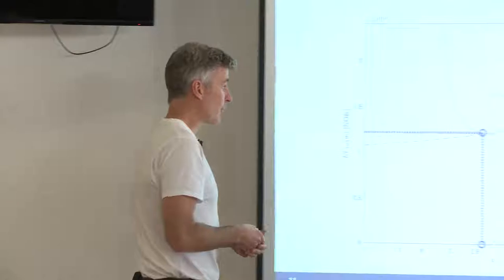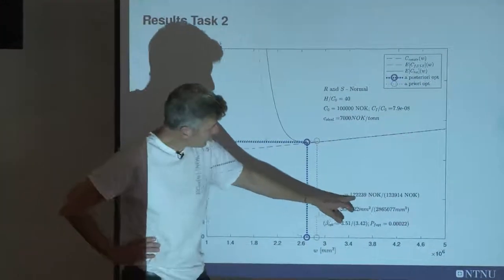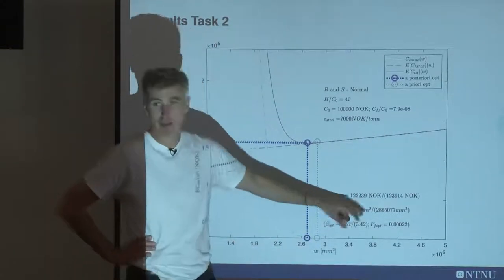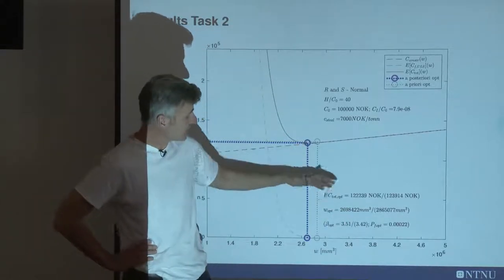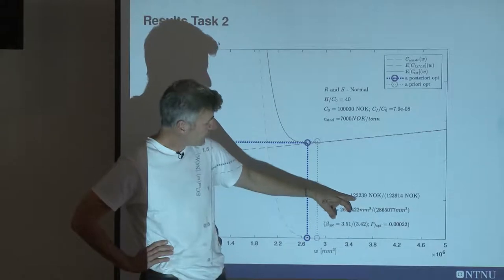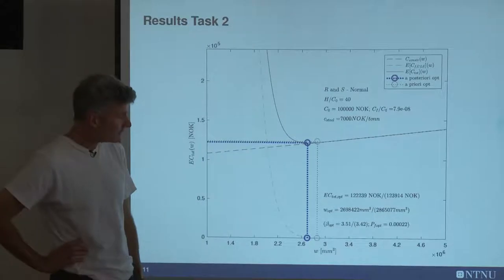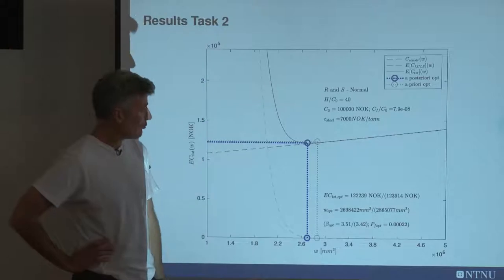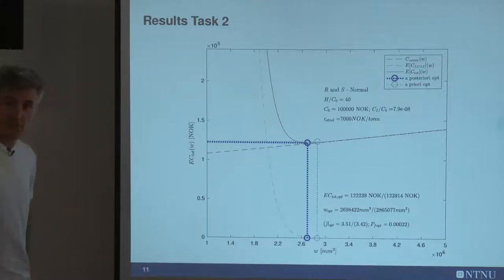But also, and that's important when we want to bring it down to value of information later on, what we also see is that we have a slightly different minimum expected cost. So the minimum expected cost given the data is 222,239 Norwegian kroner. Before it was 223,914. So the price went down.